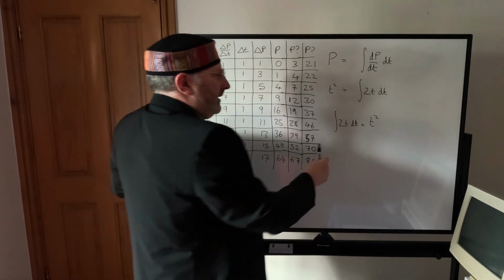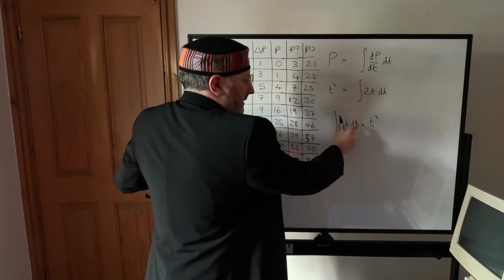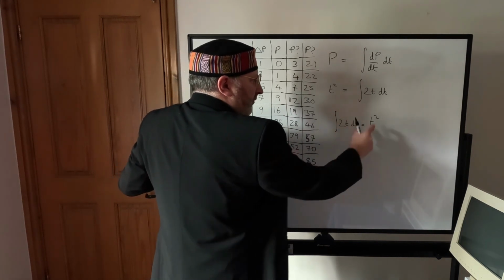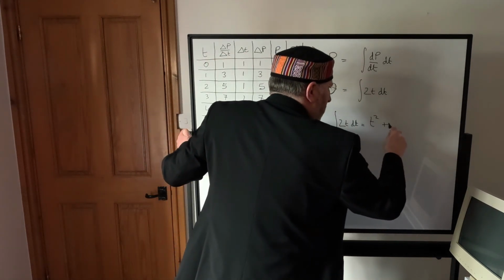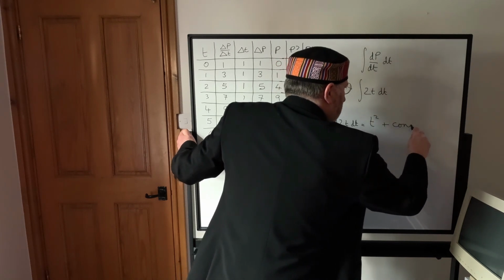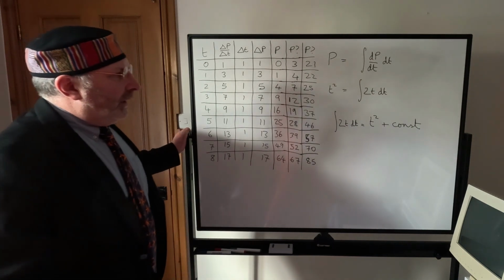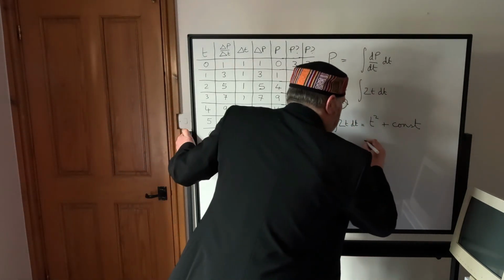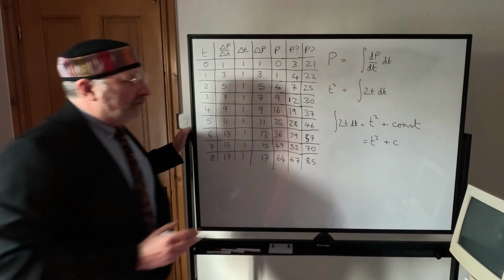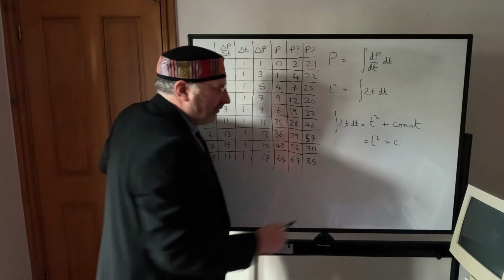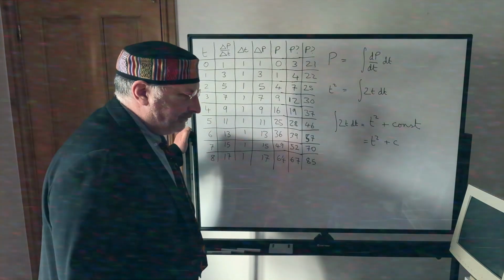So we should strictly write that the integral of 2t dt, the summing up all these small differences, will give us t squared plus whatever we started with, which is some constant. And we just sometimes write that as t squared plus c, where c is a constant. And this constant is known as a constant of integration.